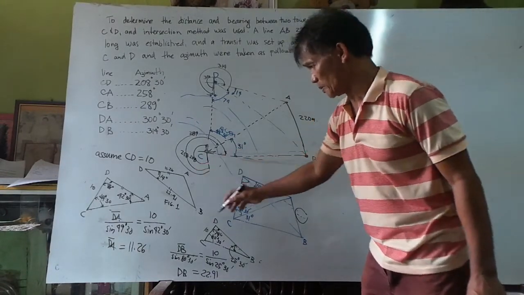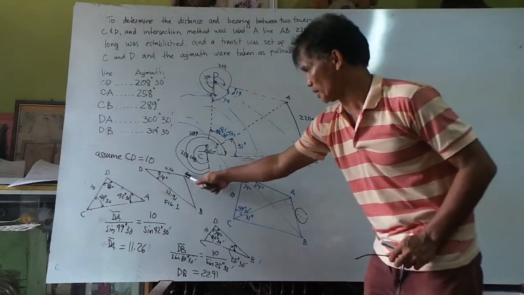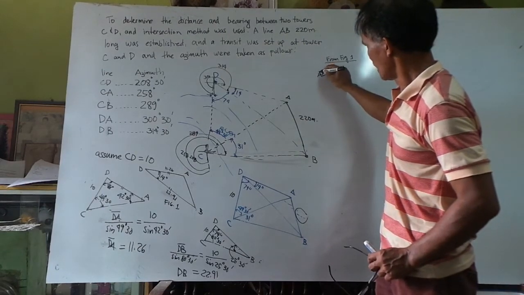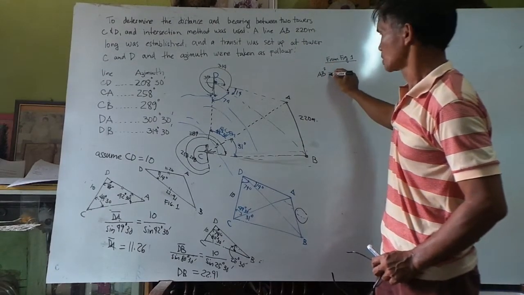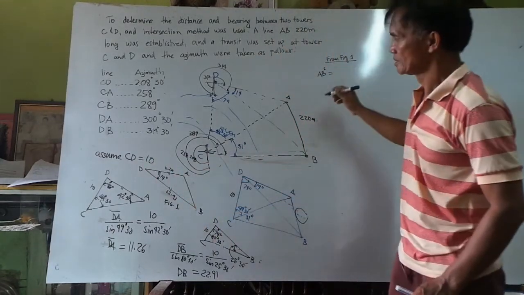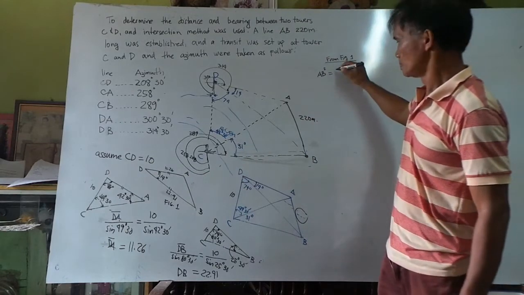We can solve AB by cosine law. No? Cosine law. So you have AB, you want to solve AB. So you just make it AB squared equal to the sum of the squares of the two sides adjacent to the given angle.